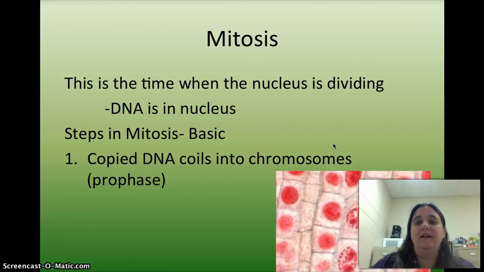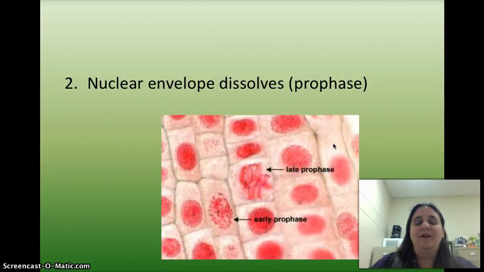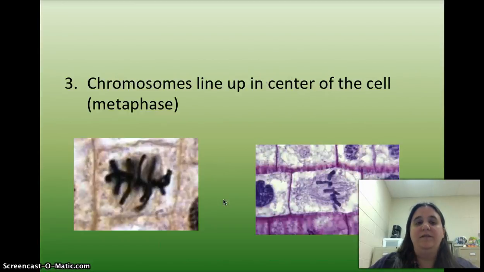Okay, plants have all kinds of different numbers. Some of them have a few, some of them have thousands. After the DNA coils into chromosomes, then the nuclear envelope is going to dissolve or go away. This is called prophase, or the first part of mitosis. So this is an example of late prophase here, where the nuclear membrane is completely gone, and here's an example of a microscope cell with early prophase, where that membrane is just starting to dissolve.